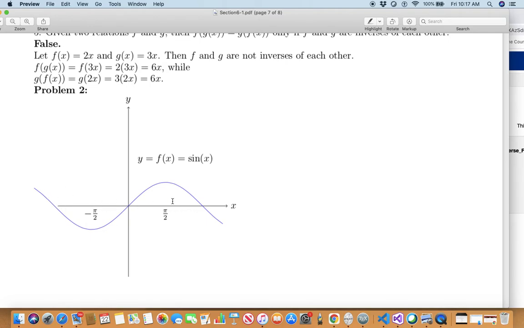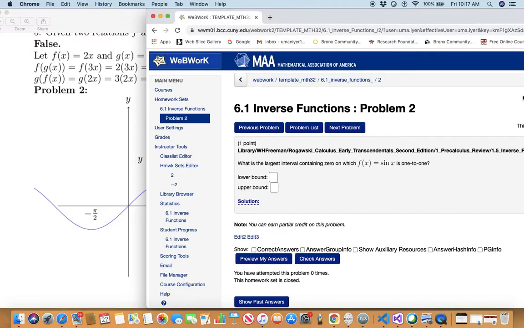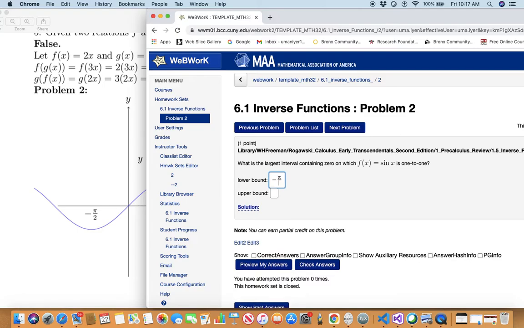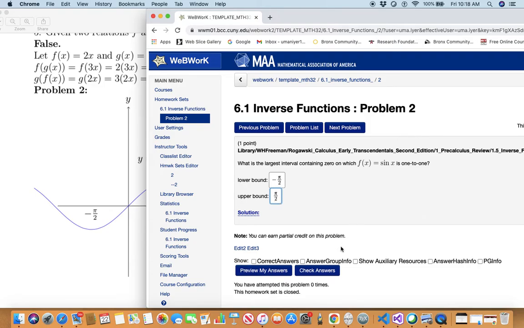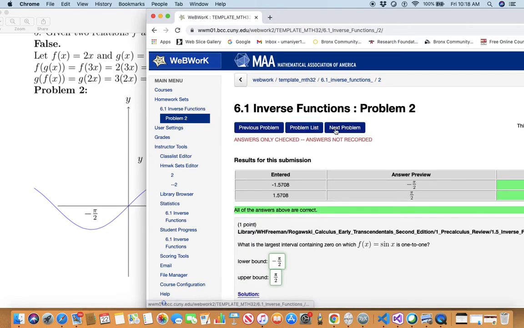That is, the horizontal line test passes. So you see, from here to here, it's 1 to 1. Because once you go beyond this, you no longer pass the horizontal line test. So from negative pi over 2 until positive pi over 2, your function is 1 to 1. Good. Next.